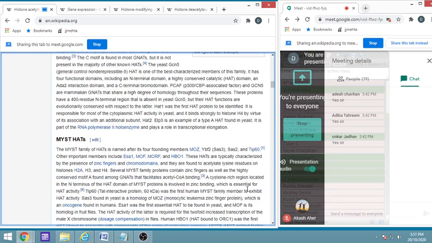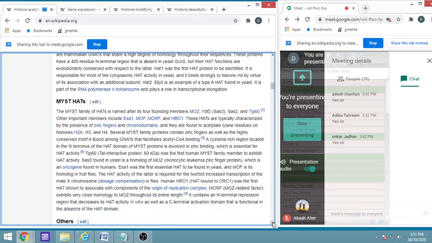Then another family is the MYST HATs. This family is named after its four founding members, MOZ, Ybf2, Sas2 and Tip60. Again here there are many subfamilies; we will not go into much detail, and they are found to acetylate. All these are responsible.